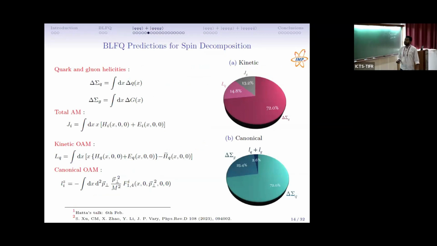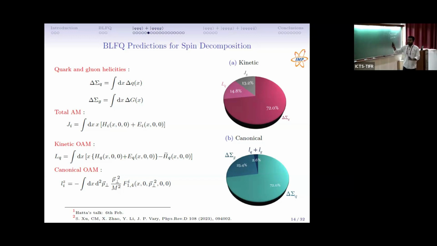Okay, so now we can talk about the spin decomposition. Hatta was talking about these things. We can calculate the gluon spin, and this is the total angular momentum, and the kinetic orbital angular momentum can be calculated by subtracting the spin part from the total angular momentum. This is the corresponding result. The quark contribution is 72% at the model scale I'm talking about. The gluon contributes 13.2%, and the kinetic orbital angular momentum of the quark is around 15%.